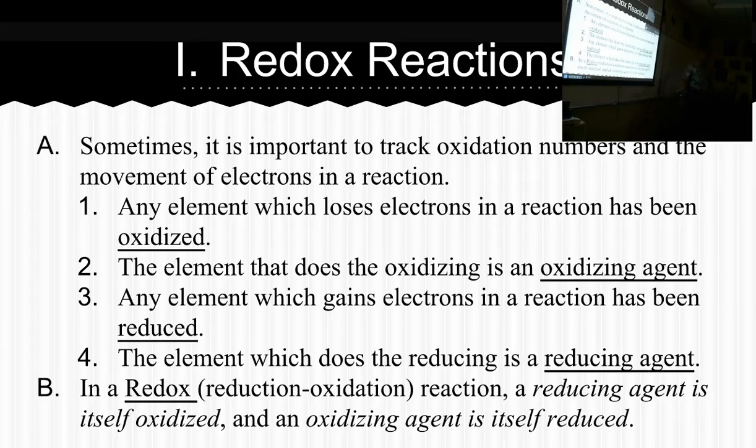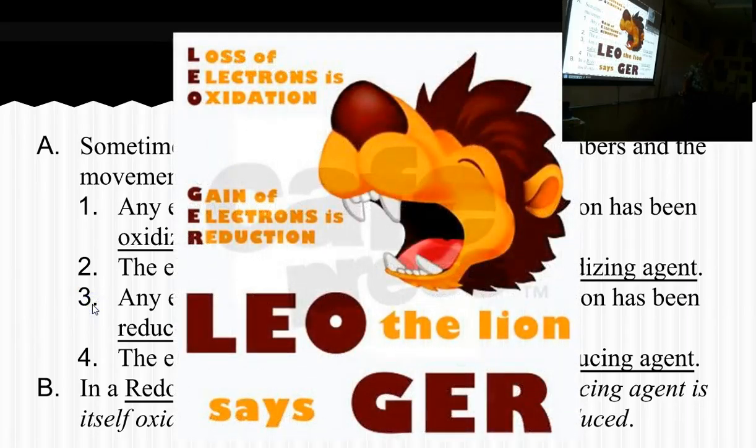That is review from 16A, and now we're going to look at how this plays out. There's a quick little acronym that helps you remember this. Leo the lion says grr. Leo, loss of electrons is oxidation. Gain of electrons is reduction. That's kind of an easy way to remember which one is oxidation, which one is reduction. If you lose the electron, you've been oxidized. If you gain the electron, you've been reduced. Leo the Lion says grr.